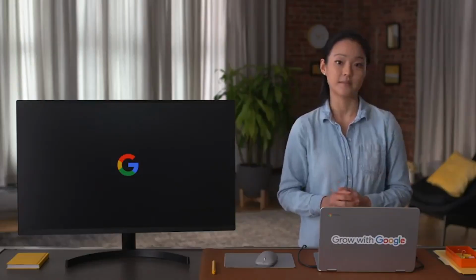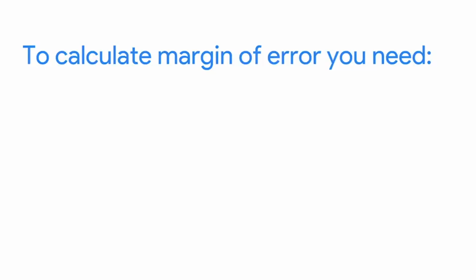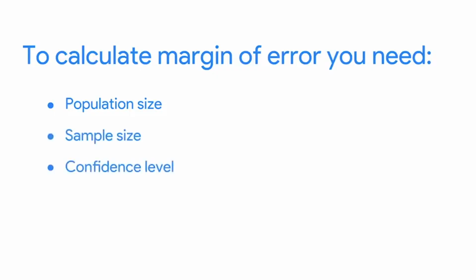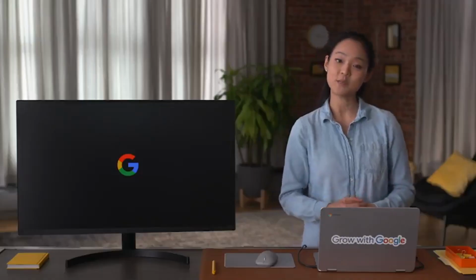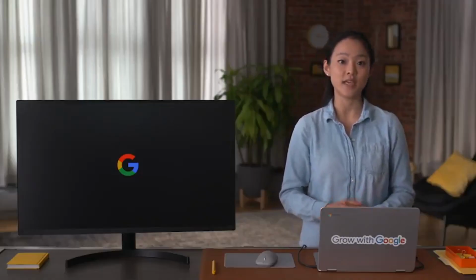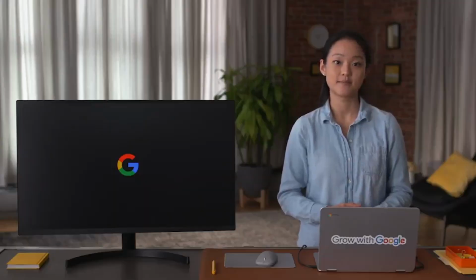survey is accurate. So to calculate margin of error, you need 3 things: population size, sample size, and confidence level. And just like with sample size, you can find lots of calculators online by searching margin of error calculator. But we'll show you in a spreadsheet, just like we did when we calculated sample size.